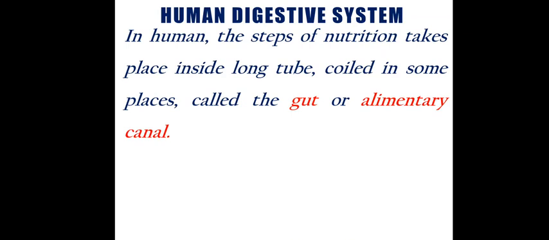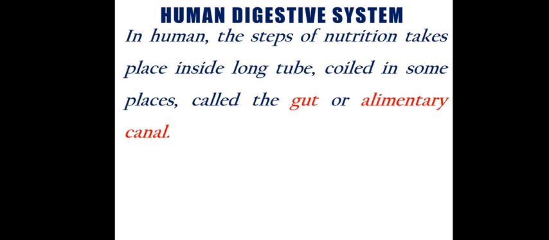As we have already discussed, animals do nutrition so that they can get nutrients from the food articles. Same, humans also ingest food. There are 5 steps I have already discussed: ingestion, digestion, absorption, assimilation, and the last one is egestion. All these 5 steps of nutrition take place inside a long tube in the case of humans. This long tube, which is coiled also in some places, is called the gut.